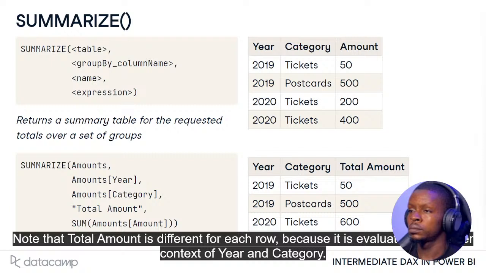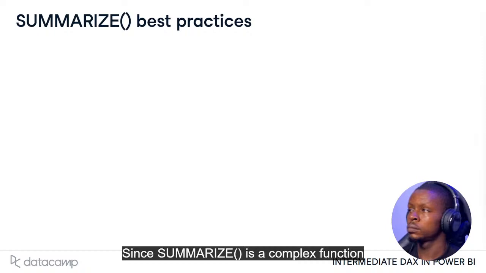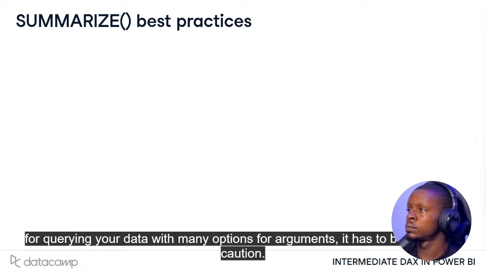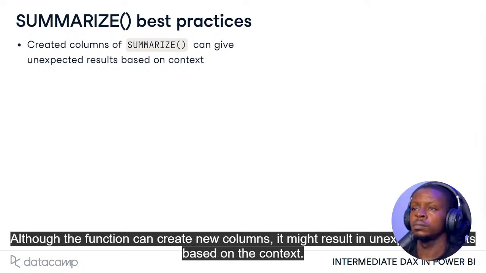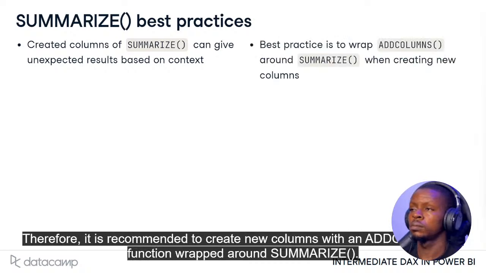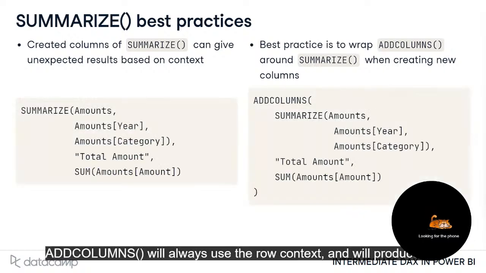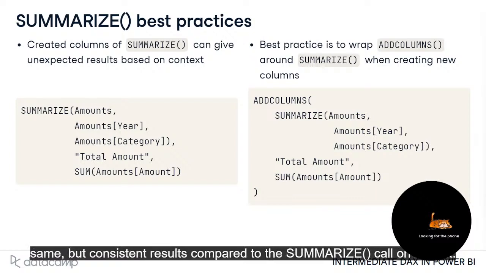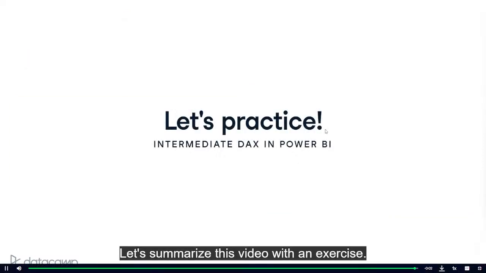Note that total amount is different for each row, because it is evaluated in the filter context of year and category. Since summarize is a complex function for querying your data with many options for arguments, it has to be used with caution. Although the function can create new columns, it might result in unexpected results based on the context. Therefore, it is recommended to create new columns with an add columns function wrapped around summarize. Add columns will always use the row context and will produce the same but consistent results compared to the summarize call on the left. Let's summarize this video with an exercise.